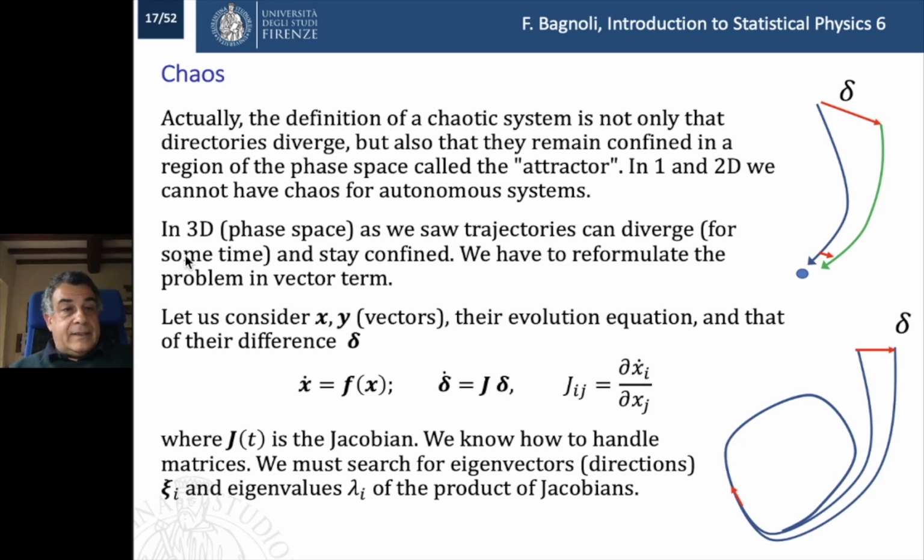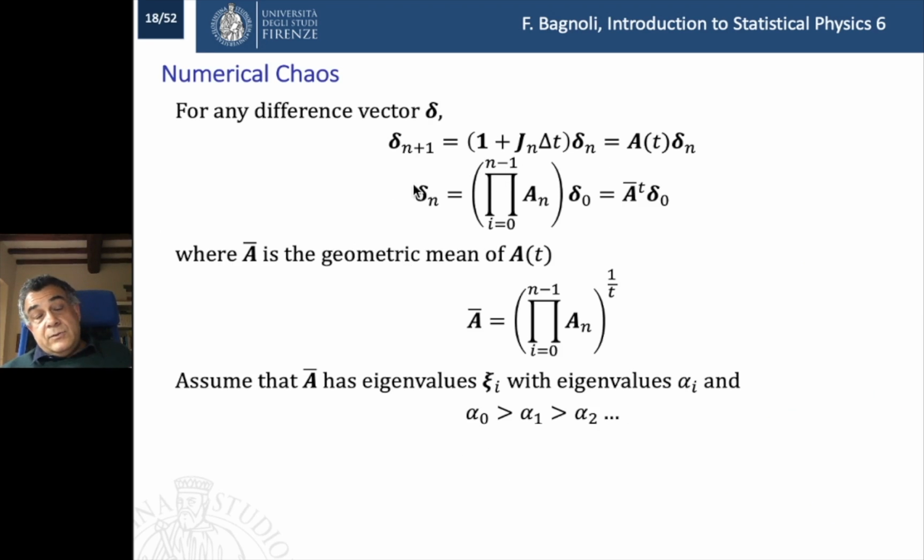And for studying the problem in at least 3 dimensions, we have to reformulate the equation in vectorial terms. So we have to now consider the Jacobian of the system, since delta evolves as the Jacobian, and we have to redo a similar analysis using A, which is 1 plus the Jacobian times delta t. Then we have to study the geometric mean of A of t, but as usual, it is much better to introduce the eigenvalues of the geometric average. And so these are the eigenvalues of this product of matrices.